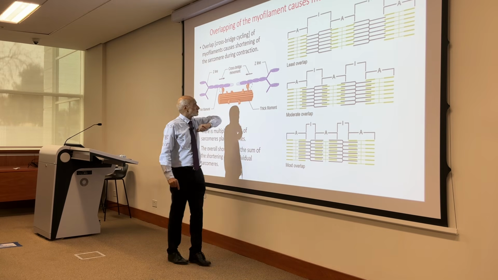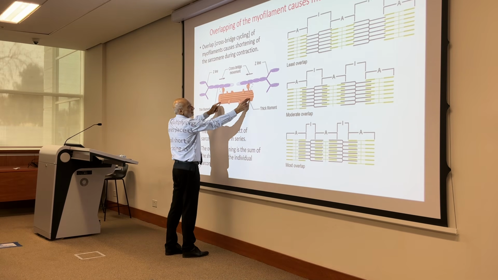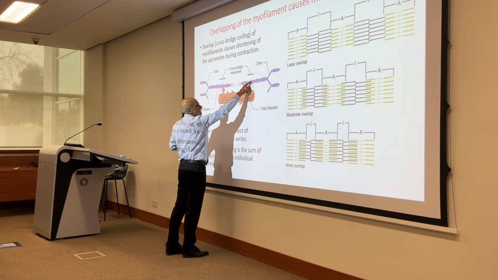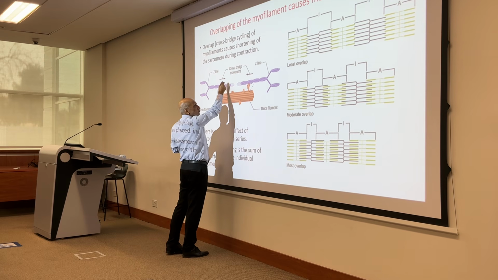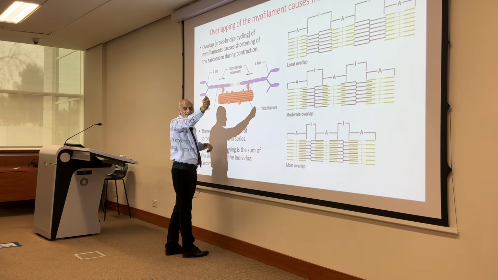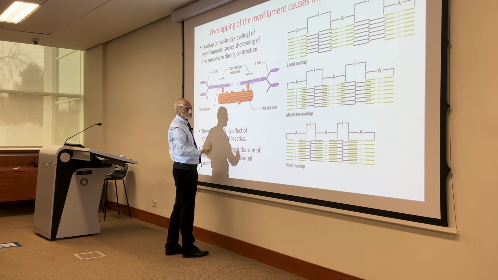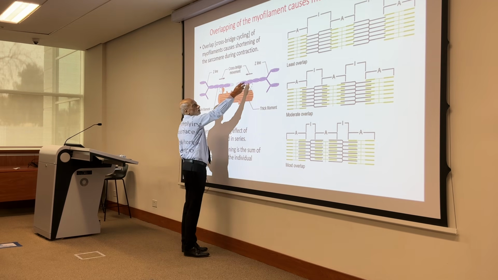What do I mean by cross bridges? There's myosin, there's a cross bridge, it's attached to actin. And then it will pull the actin. This side will pull on this side. Okay, so it will pull onto the actin.